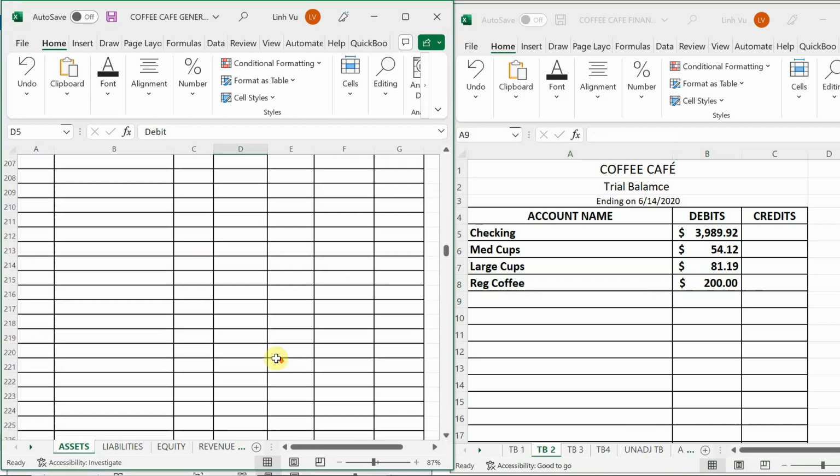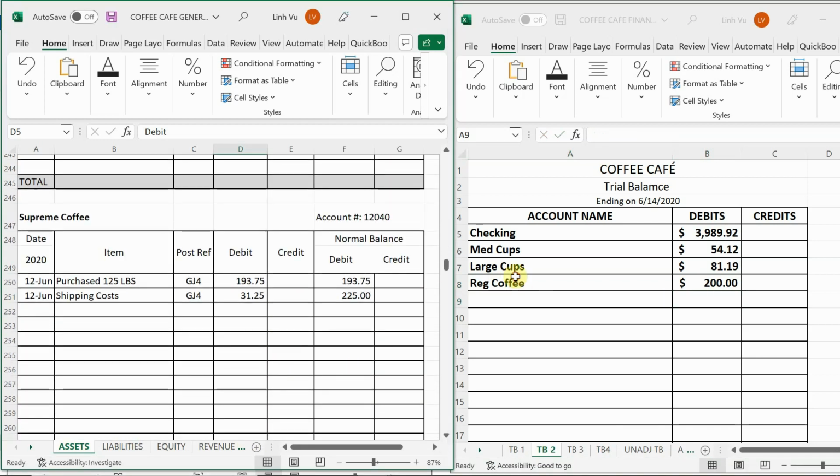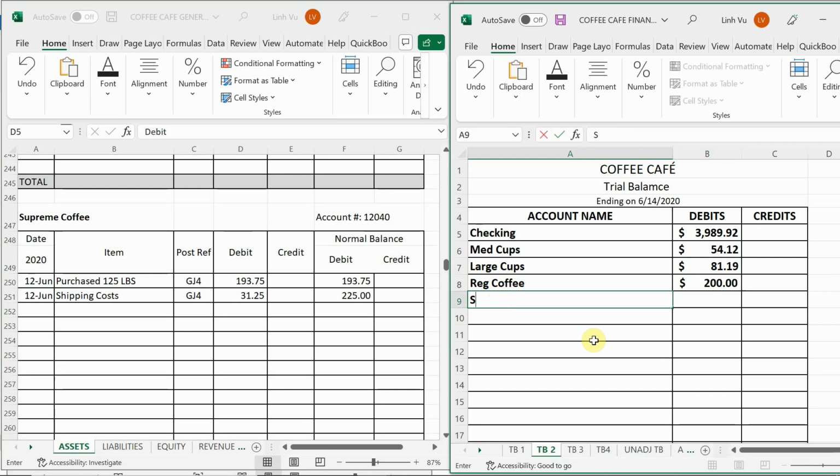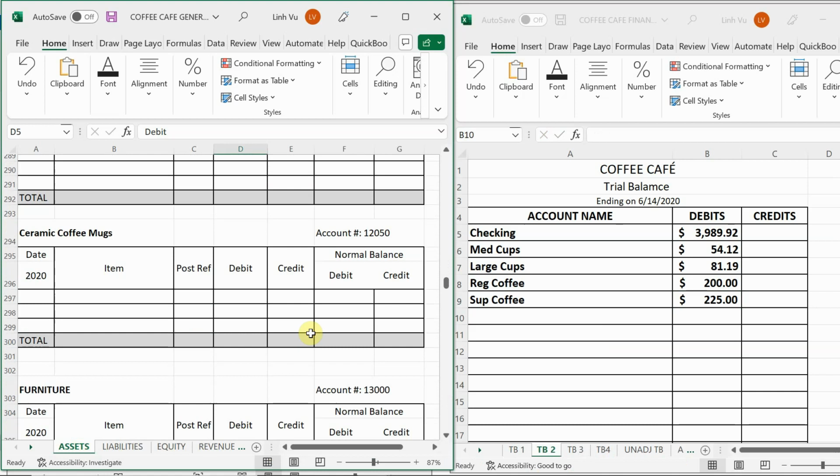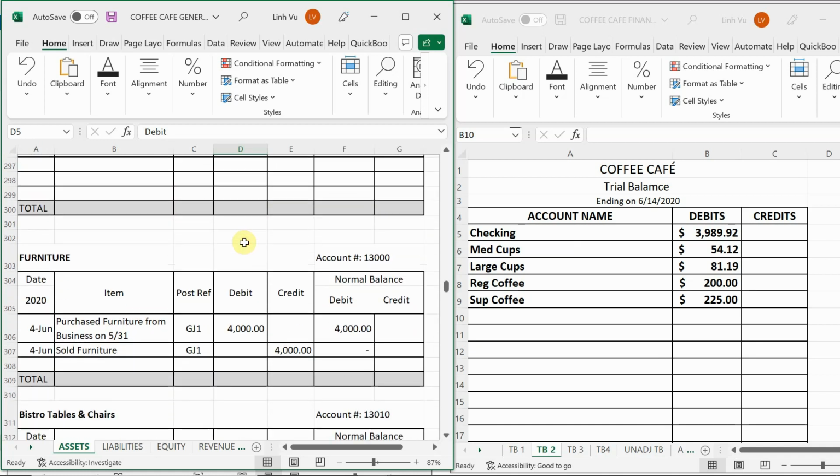And then let's see what the next account here is. The next account is going to be the Supreme Coffee, which is going to be for $225. Here, do we have ceramic coffee mugs? We do, but remember, we purchased them as periodic inventory, so they haven't been converted to inventory yet. But yes, we do have our coffee mugs. They're just currently in a different account right now.